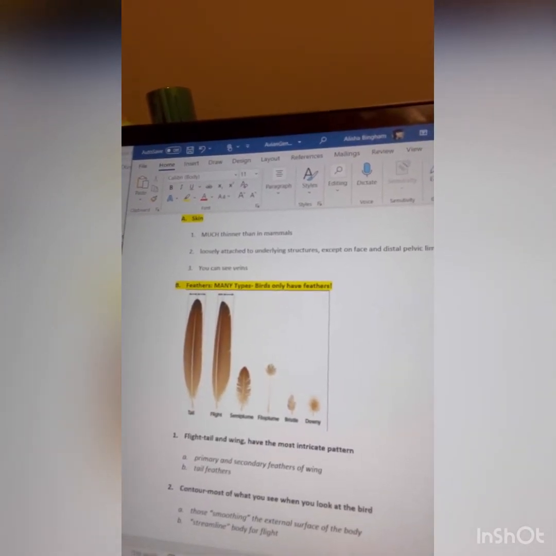And then we got into bird stuff, which I actually like, so I can show you things. So the skin of birds is much thinner than in mammals. It is loosely attached to underlying structures, except on the face and the distal pelvic limbs. You can see the veins because the skin is so thin. And then they have different feathers here. So we have the tail feathers, the flight feathers, the semiplume, the filoplume, and then the bristle and the downy.